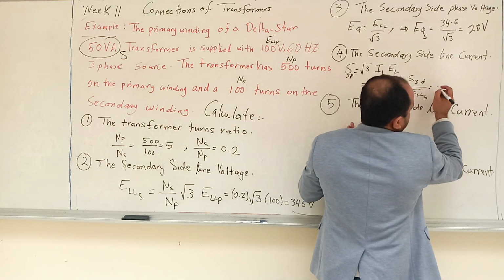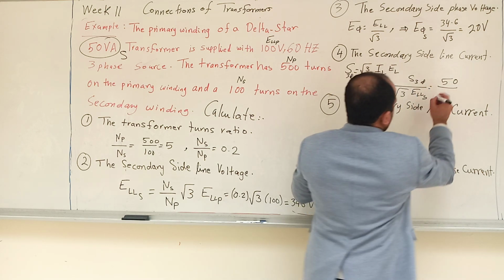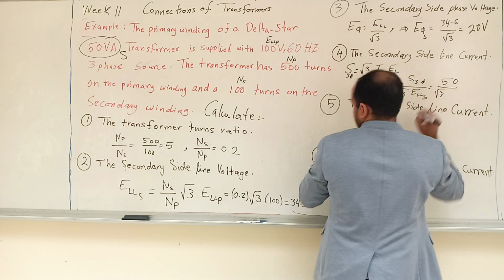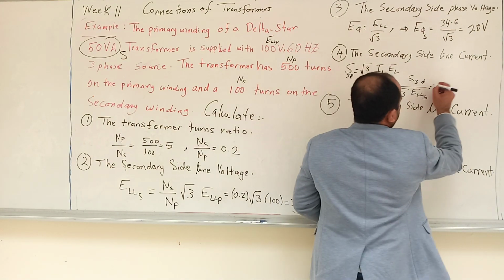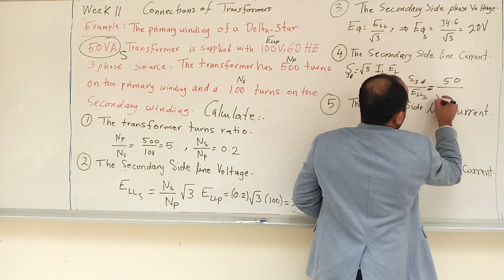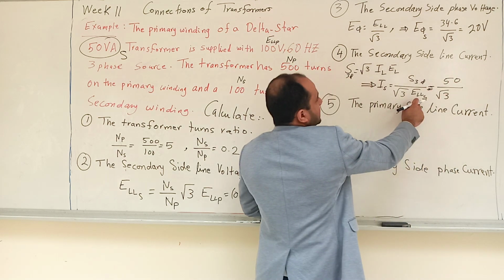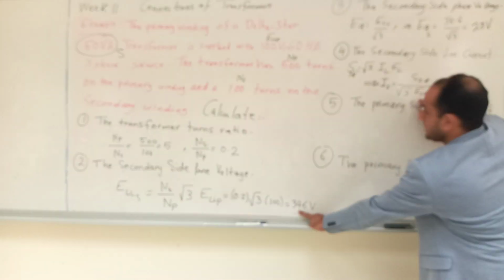So what is this? S is 50, given in the question. So 50 over root of 3, over root of 3 times E line to line secondary. Let me just write it. This is 50 over root of 3 times the line-to-line secondary voltage. We calculated this somewhere.